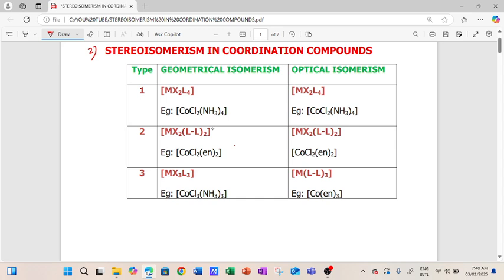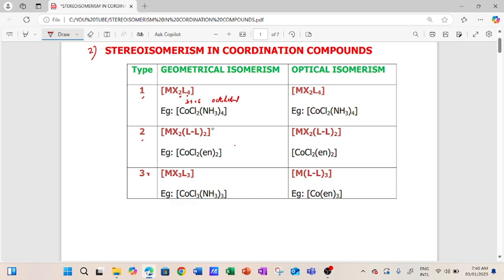Geometrical isomerism is again divided into three types. Similarly, optical isomerism is of three types. The first two types are common for both geometrical and optical. The last type is a little bit different. The first type is MX2L4 in both geometrical and optical, where M represents the central metal atom, and X and L are two different ligands. The ligand X is 2 in number and ligand L is 4 in number. So 2 plus 4 makes 6, which is the coordination number. So the geometry of the molecule is octahedral.